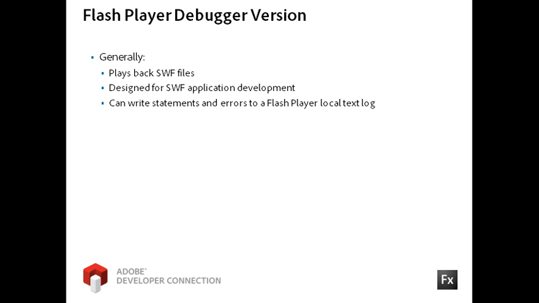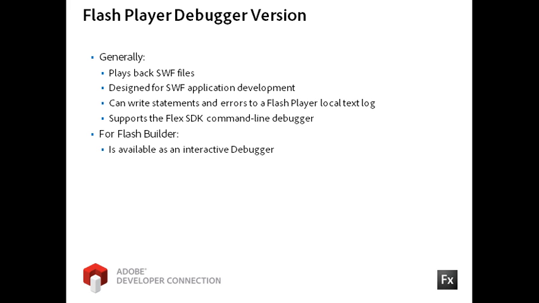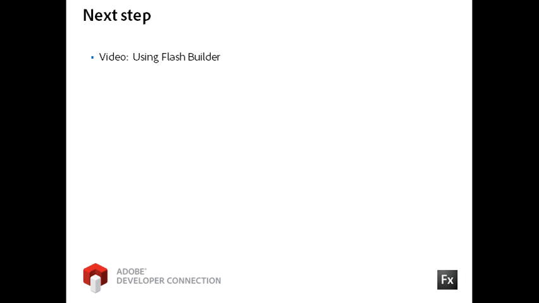With this version, you can output statements and error messages to a Flash Player local text log on your computer. Flex SDK developers can also write to the local log using the command line debuggers. Developers who are using FlashBuilder can skip the use of the local log file in favor of an interactive debugger right inside of the tool. You will use the debugger in many exercises in this series. The Flash Player debugger version also supports the FlashBuilder profiler, but this feature is outside the scope of Flex in a Week. For your next step, watch the video titled Using FlashBuilder.